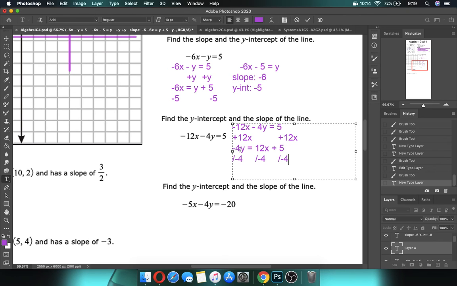Very, very important. You did get a little bit of training in this in earlier chapters, but if you need the refresher, when you are dividing, you are in fact dividing the entire equation. Every single number is being divided by that negative 4. So what are we left with? Y equals, what is 12 divided by negative 4? Negative 3.